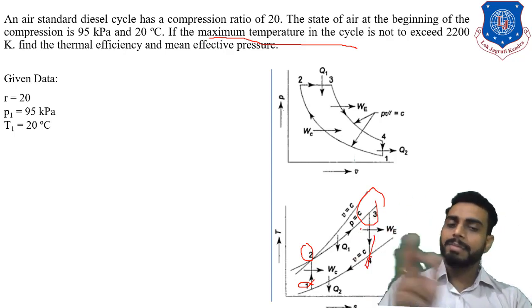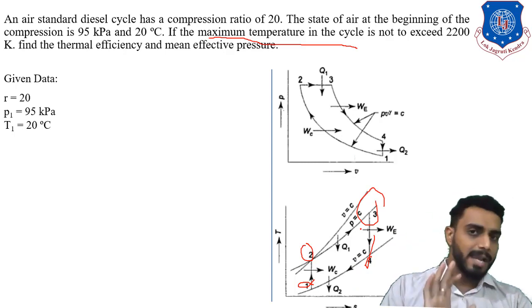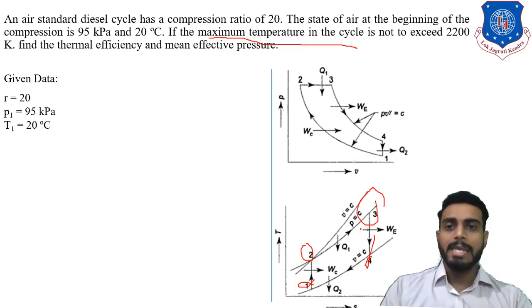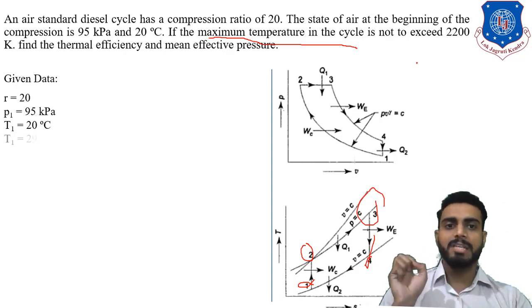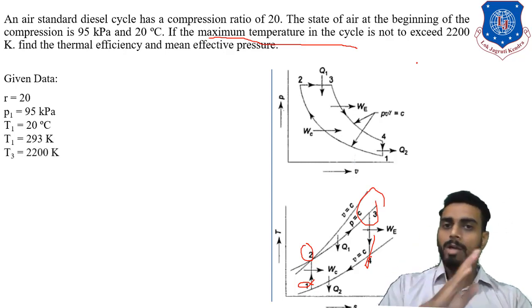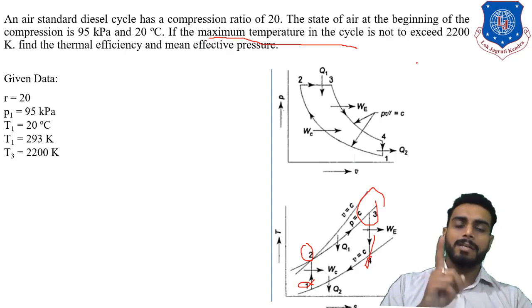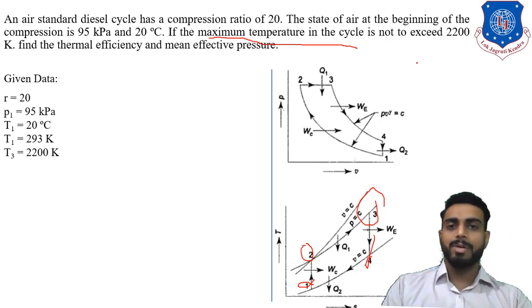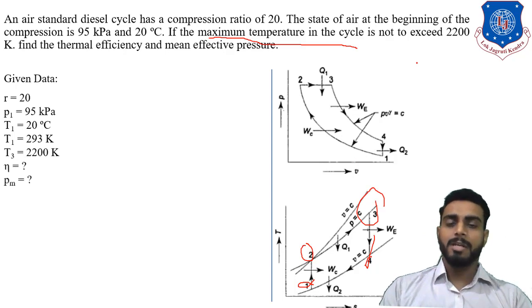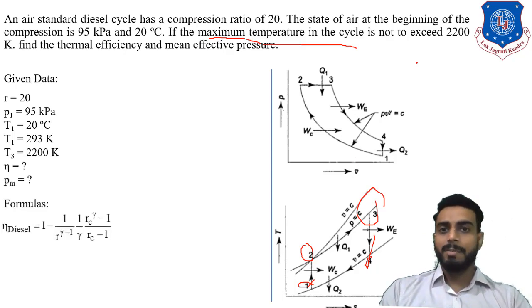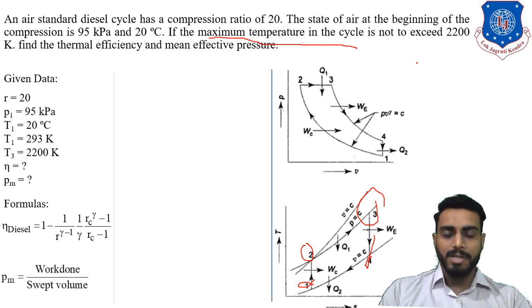You have to remember the diagram of the diesel cycle, that is the PV and TS diagram. Then you will be able to capture the given data. Okay, so the maximum temperature given is 2200 Kelvin. Do not make the mistake of taking temperature in Celsius. Always try to convert it into Kelvin. Okay, find the thermal efficiency and mean effective pressure. So you must identify the equations of thermal efficiency as well as the mean effective pressure, right?